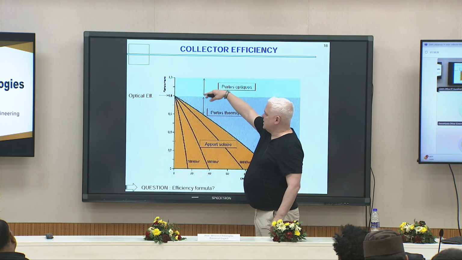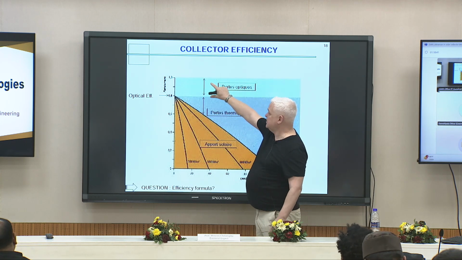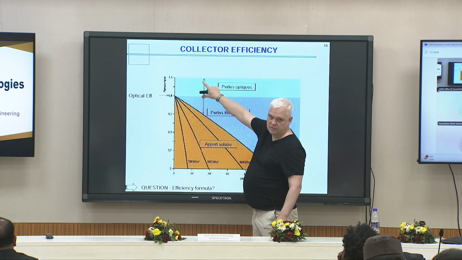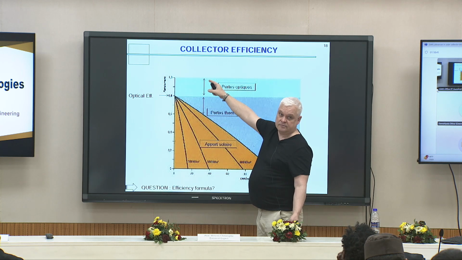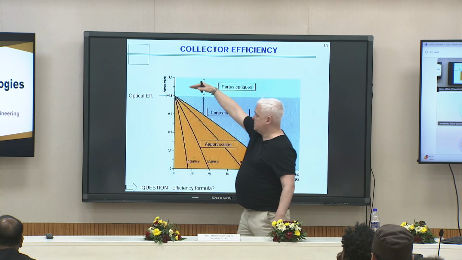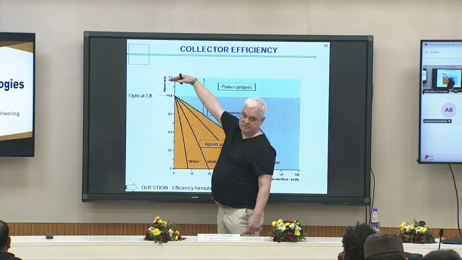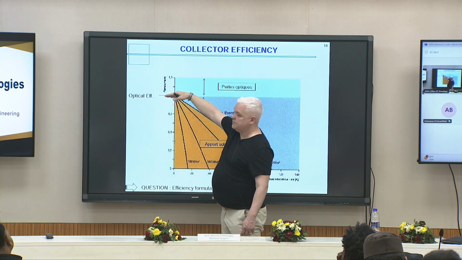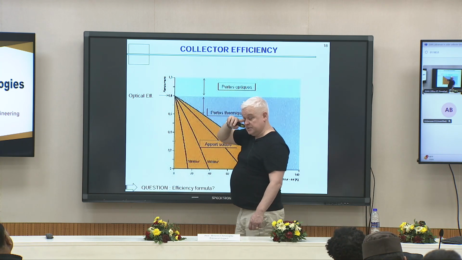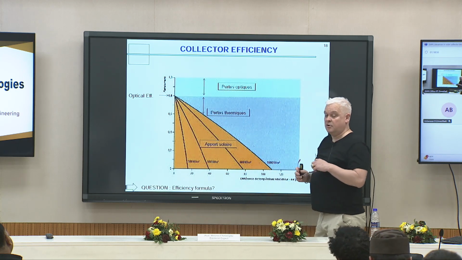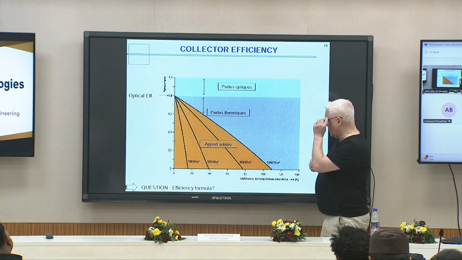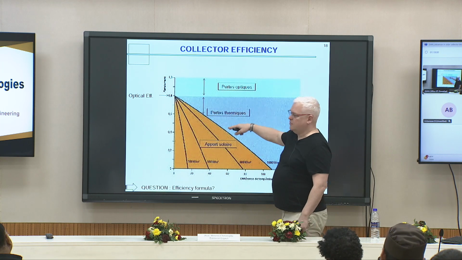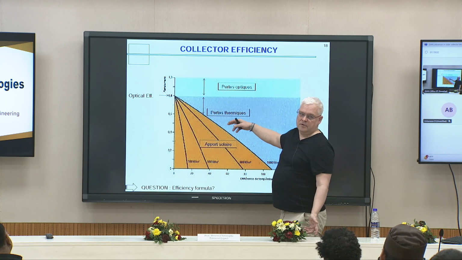This range goes to 100% of efficiency. This gap is what we call optical loss. Okay, this is 100% of efficiency. So the gap between this point and 100 is optical loss. Then when you are going below, it's not due to optics.